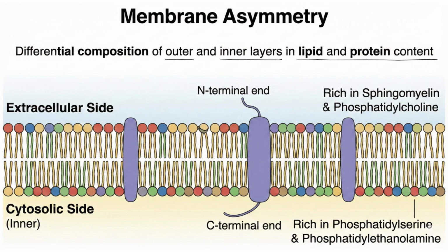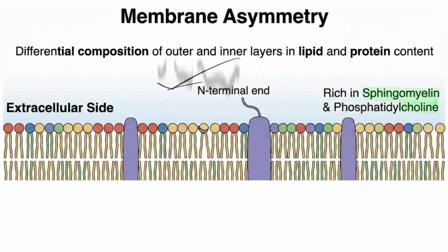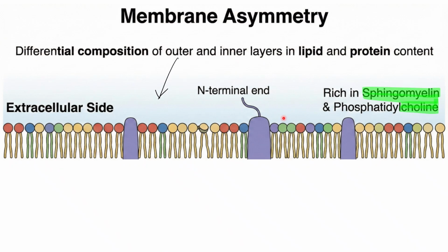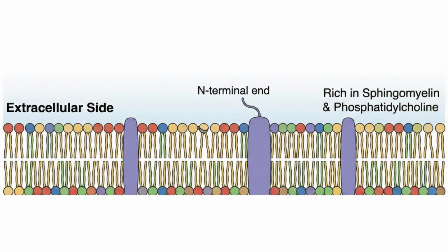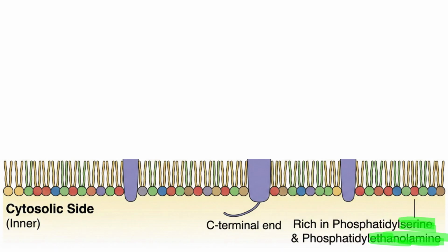So as you can see, the outer layer is rich in sphingomyelin and choline containing phospholipids. We have already seen this. So that is one differential layer. Then the below layer, the inner layer, the cytosolic side layer, is rich in phospholipids containing serine and ethanolamine. So this is how the lipid composition varies between the two layers, causing membrane asymmetry.